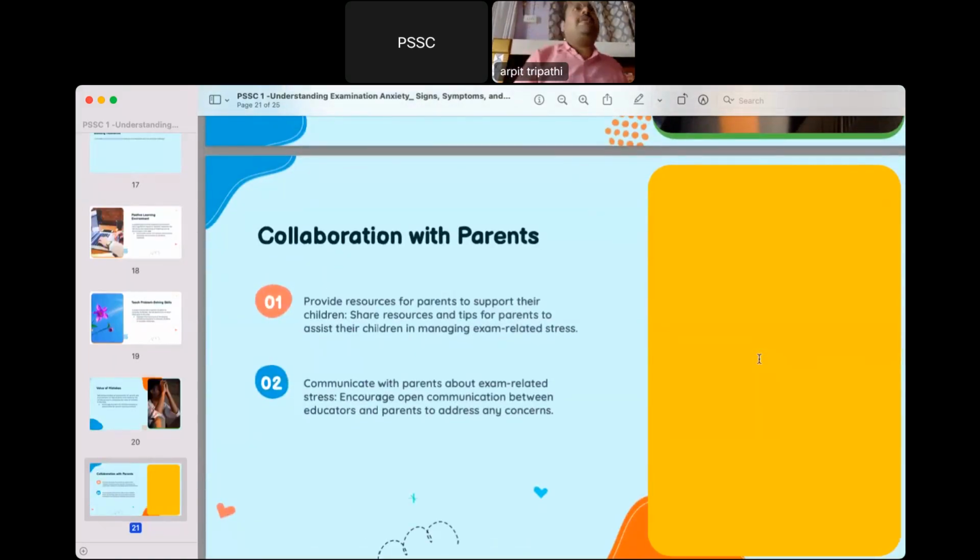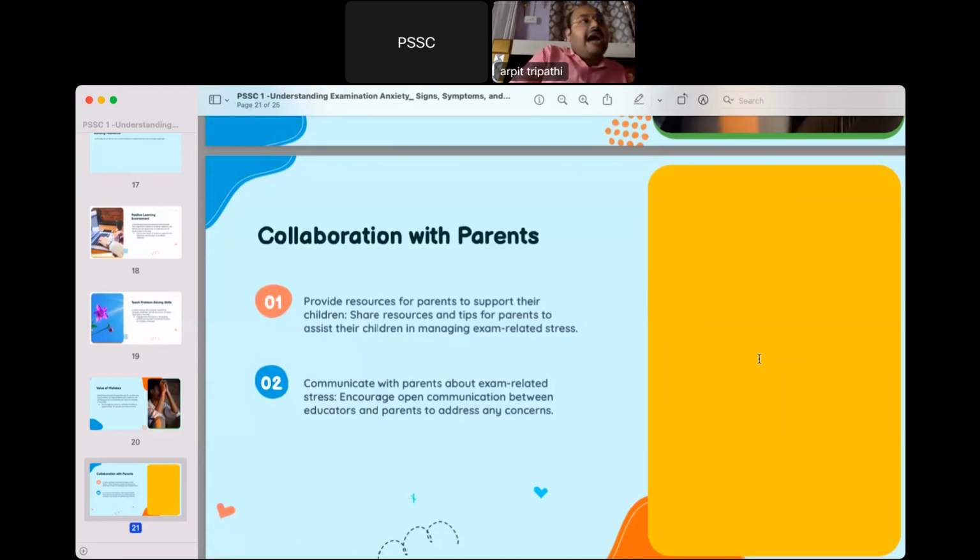Collaborate with the parents. Collaboration of the educator and the parents in a school setup plays a very crucial role, and it is important for you to understand as an educator what to do in this situation when it comes to collaborating with parents.